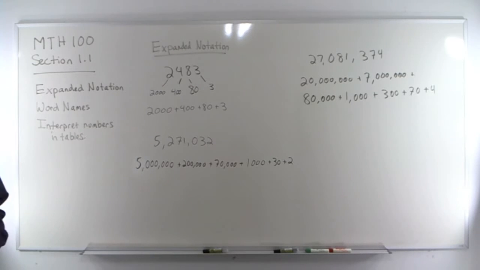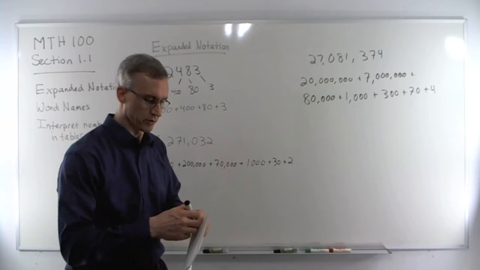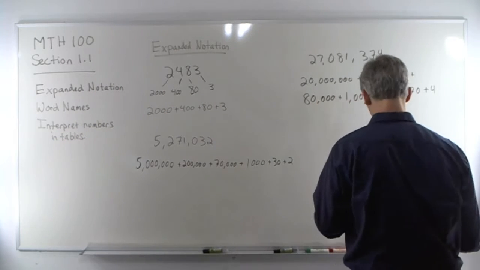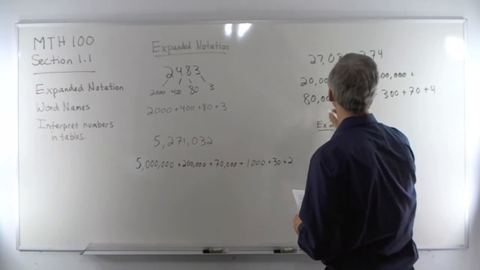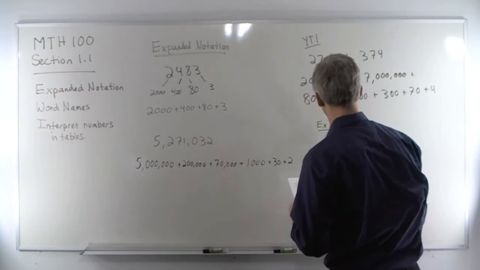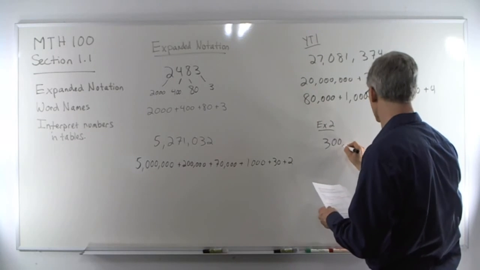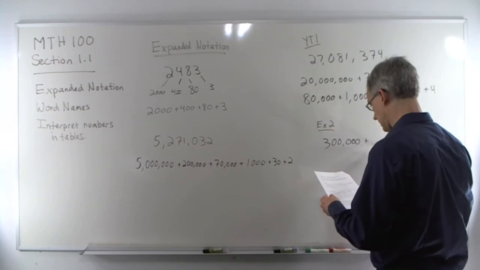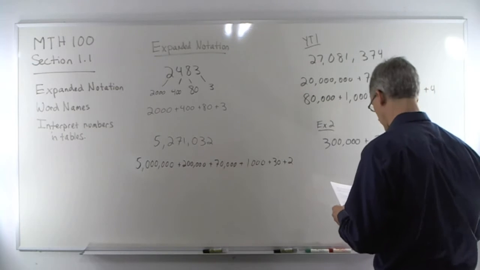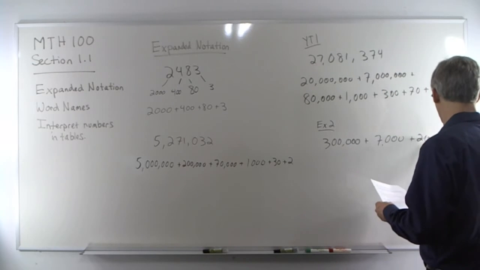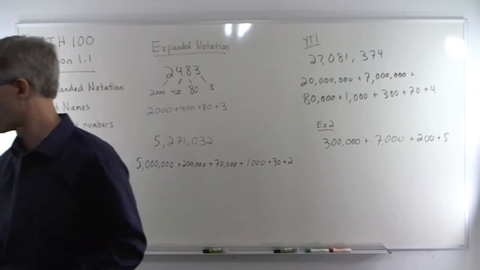Now we can convert in the other direction. You can go from expanded notation to standard notation. All right, so here's example 2. And we're going to write the number 300,000 plus 7,000 plus 200 plus 5. We're going to convert this back to standard notation, or just a regular number.